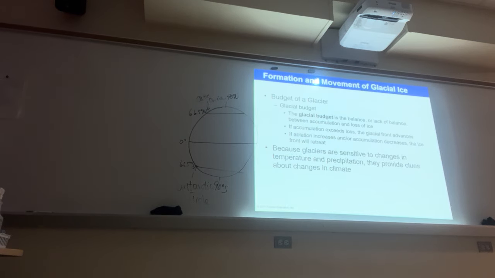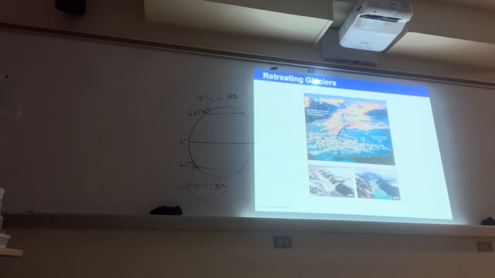Because glaciers are sensitive to changes in temperature and precip, they help to provide clues about changes in climate. When we learn about climate change, we'll learn about how we can look at glacial ice and glacial budgets as part of our reconstruction of ancient climates through what we call proxy data.